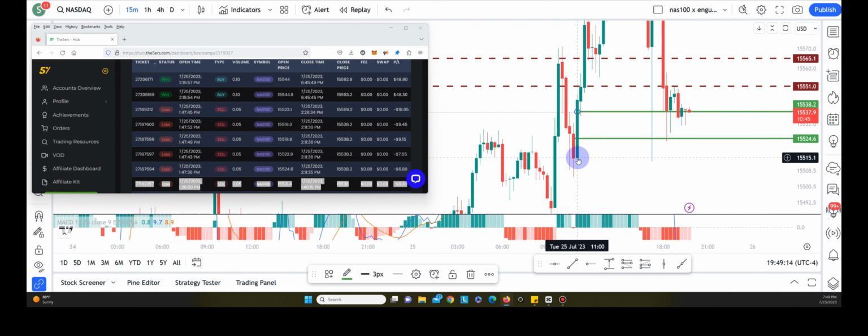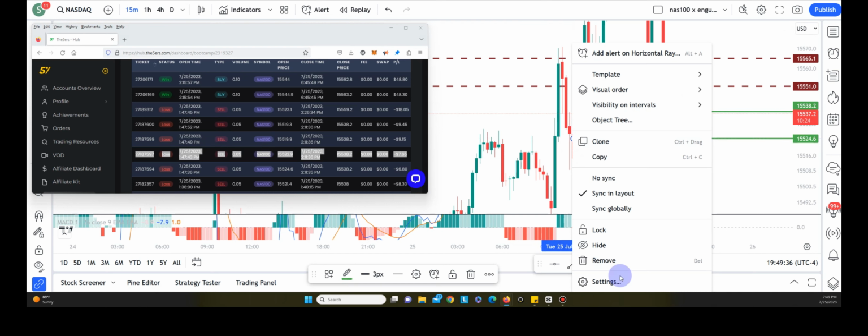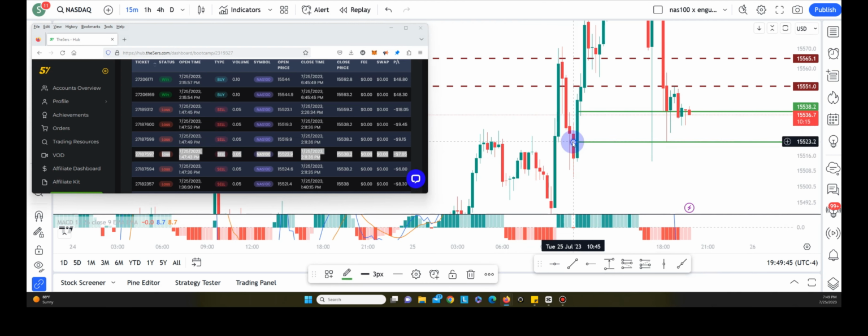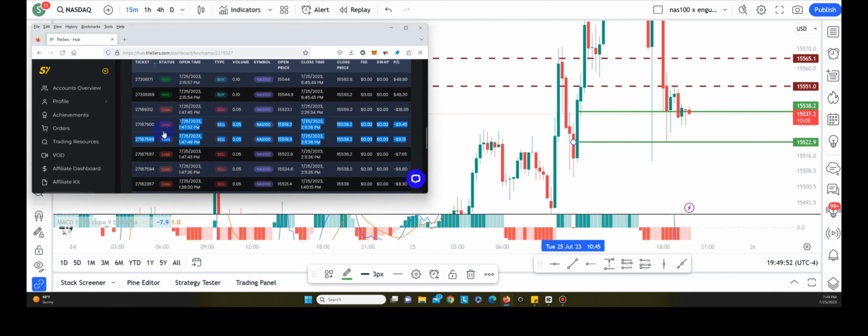So let's even start here. So the first loss was a loss of 6.18, 0.80 actually. The next one I entered at 15,522.9. So I entered here to the sell side, got stopped out here on the next candle for a total loss of 765.